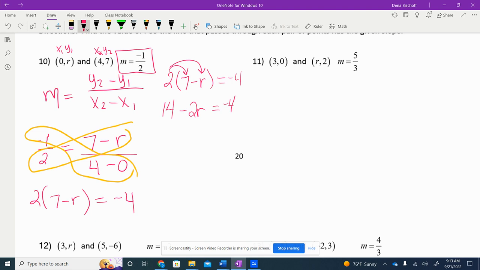What should I do next? Subtract 14 from both sides. That gives me negative 2r equals negative 18. And then I should divide both sides by negative 2. R equals 9.